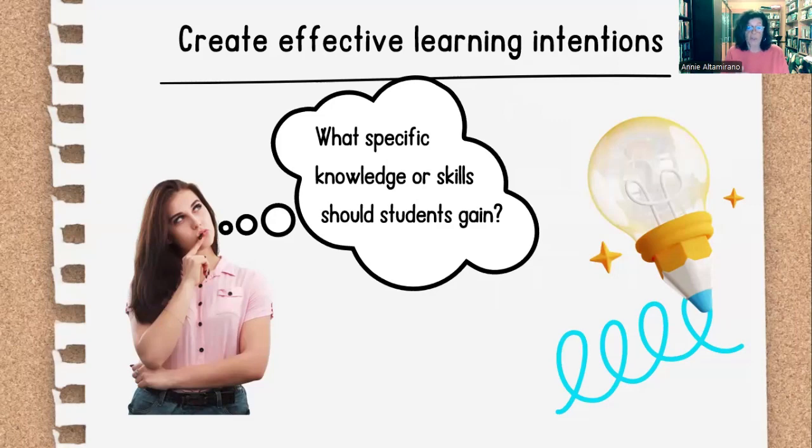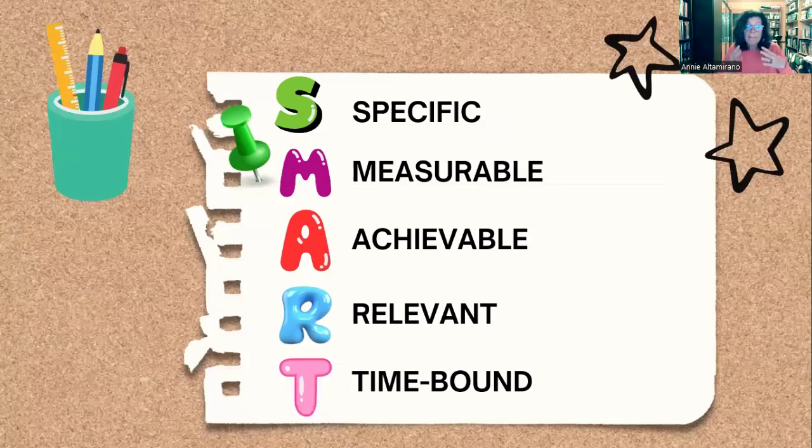Next, make sure that your learning intentions are clear, concise, and understandable by all students. Use language that is student-friendly and easy to grasp. Avoid vague statements and ensure that they are specific enough to provide a clear direction for both teaching and learning. Also, make your learning intentions SMART, that is, specific, measurable, achievable, relevant, and time-bound.